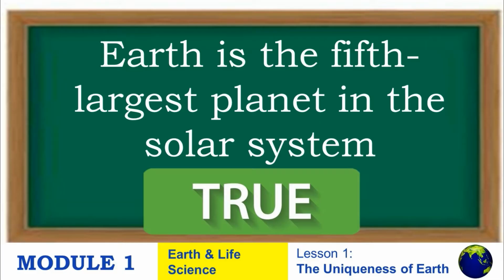So Earth is the 5th largest planet in the solar system. It is smaller than the 4 gas giants, which are Jupiter, Saturn, Uranus, and Neptune, but larger than the 3 other rocky planets, Mercury, Mars, and Venus.